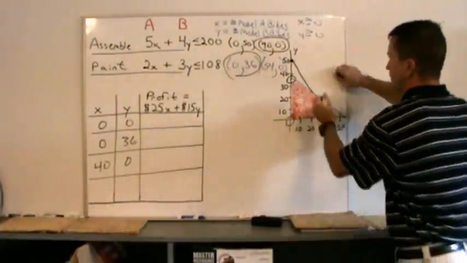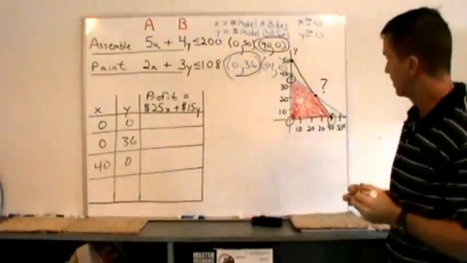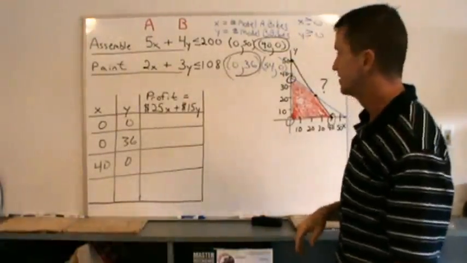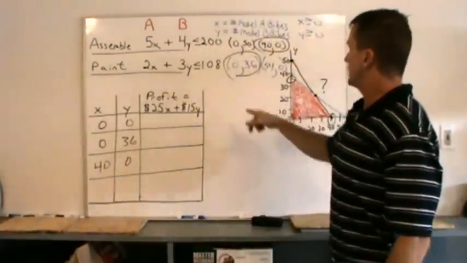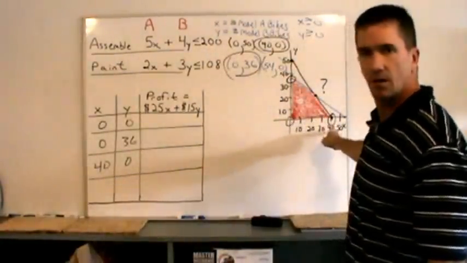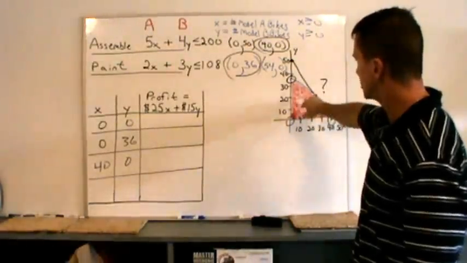And lastly, this point, I better put a question mark here. We haven't found that point yet, the point where those two lines intersect. All right, so I'll leave this blank for now. But what about the (0, 50) and the (54, 0)? No, they're not solutions. Those points are not corners of that shaded region.